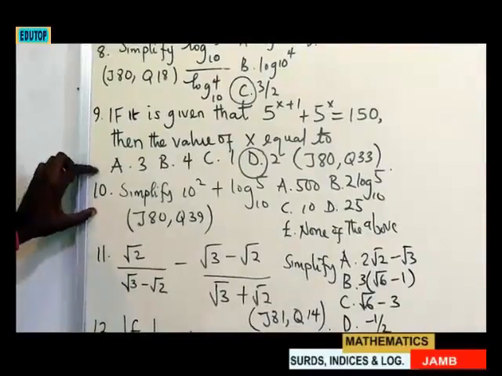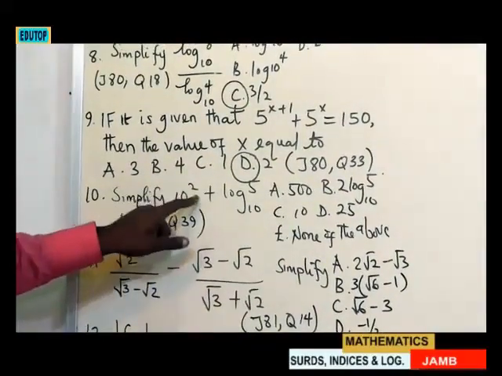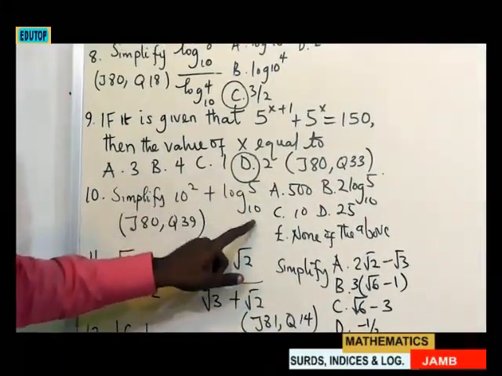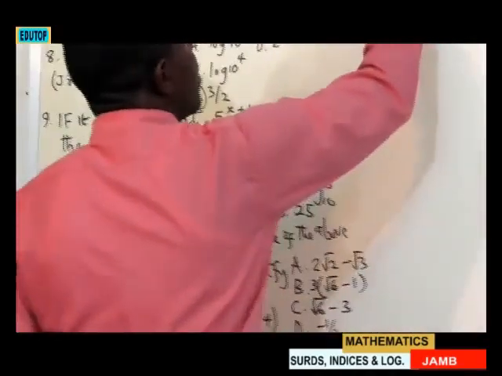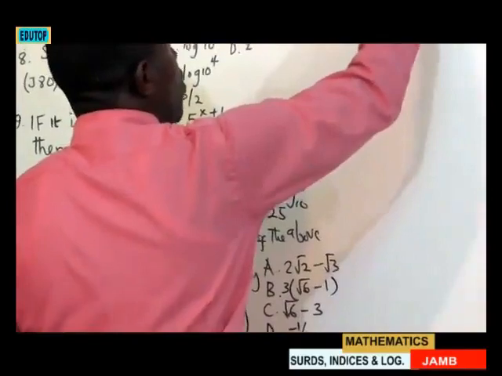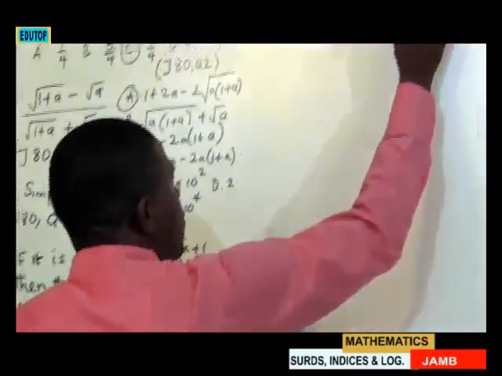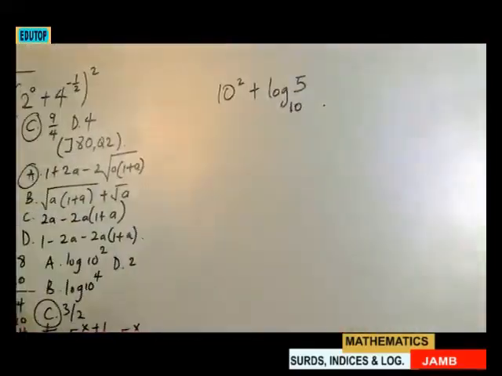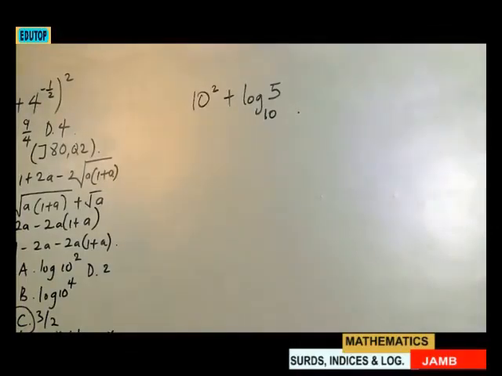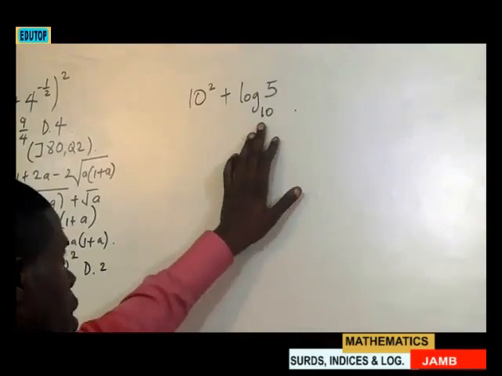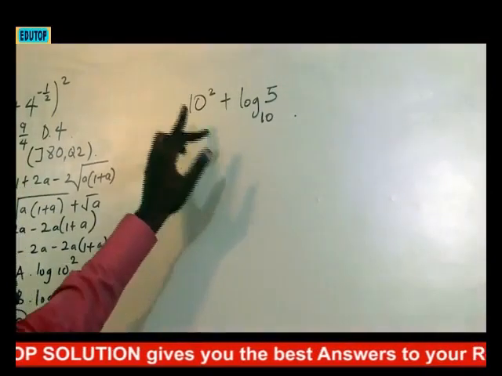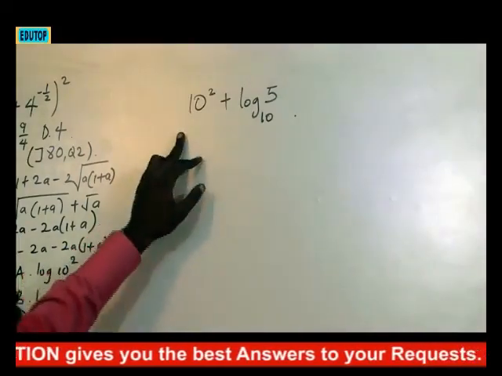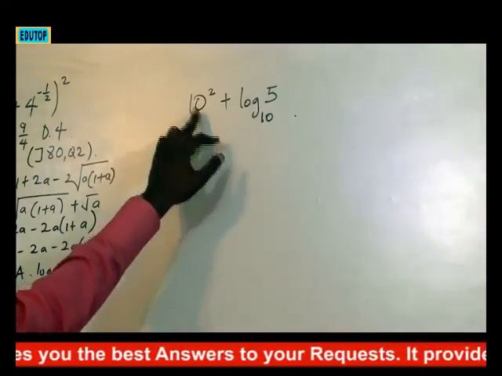Question number 10 says that simplify 10 raised to power 2 plus log 5 base 10. So we also simplify 10 raised to power 2 plus log 5 base 10. In this situation, if you look at this expression, we discover that this one involves log, but this one does not involve log. So what we need to do first is to simplify and convert this.